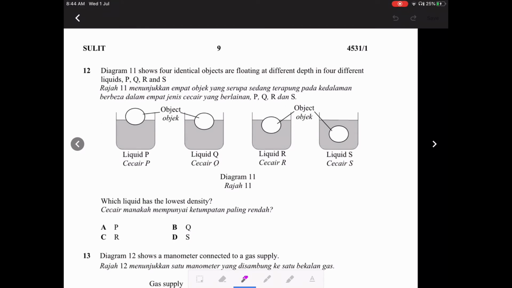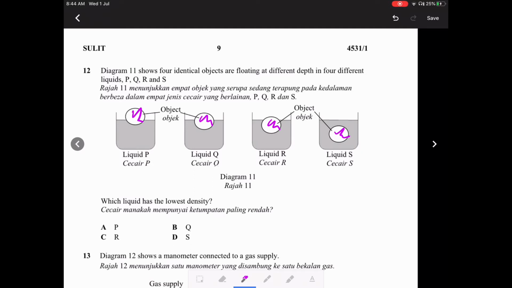Okay, diagram 11 shows 4 identical objects are floating at different depths in 4 different liquids, P, Q, R, S. Okay, so which liquid has the lowest density? Okay, macam nak kira? Okay, so ni dalam keadaan terapung ya, dan liquidnya juga berbeza. So, objek ni identical, sama. So, semua objeknya adalah sama. Okay, yang ni sama, ni sama, ni sama, ni sama. Tapi berbeza dia punya keadaan tenggelam dia tu.